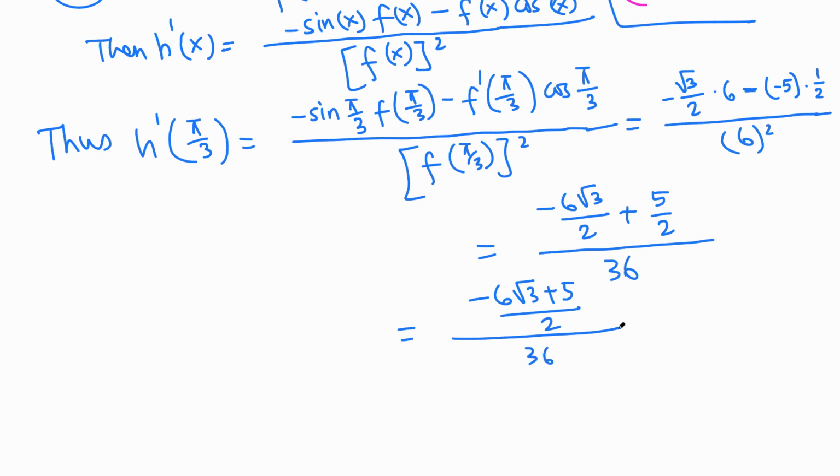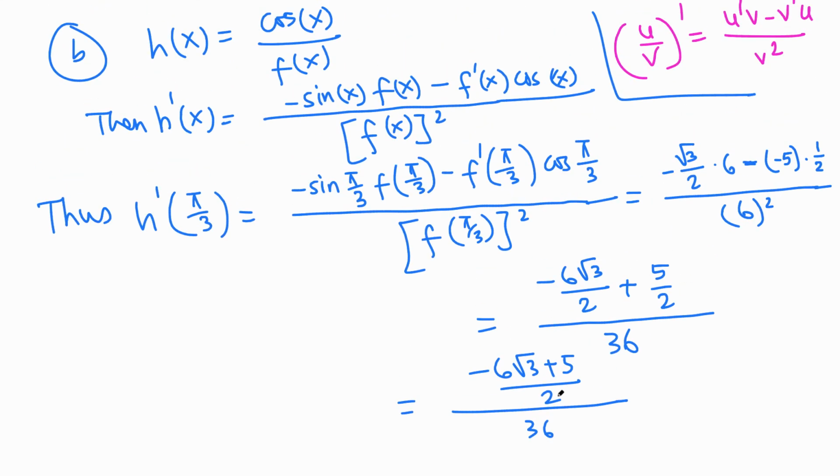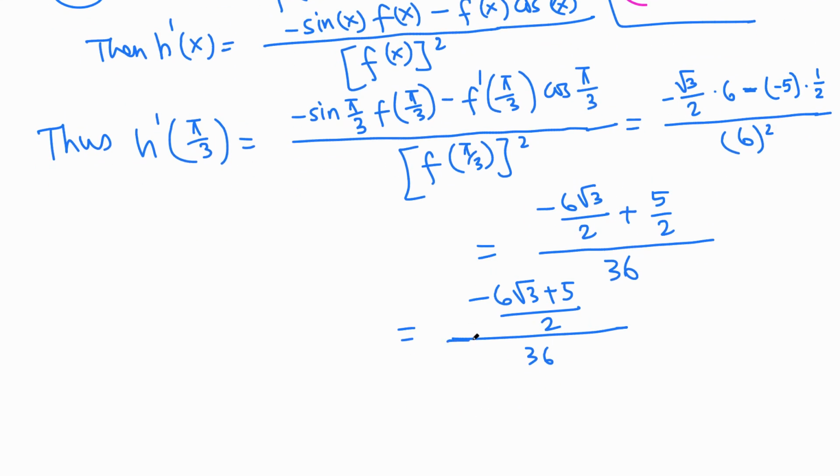Remember, this is the original division, so you can change this division into multiplication. You keep 36 over 1, change to multiplication and flip, so it comes out to negative 6 root 3 plus 5 over 2 times 1 over 36, or you can just bring this to the bottom. 1 over 36 means 36 times 2, that's 72. No need to simplify further, there is nothing to simplify. Final.